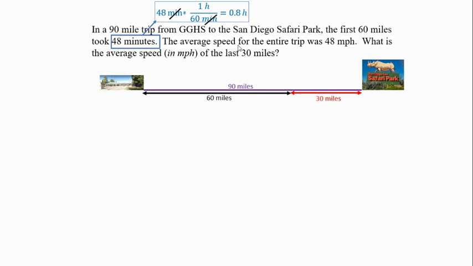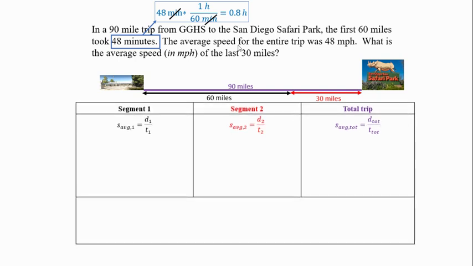So now that we have the 48 minutes for the first leg converted to hours, let's go ahead and set up the chart. For this particular problem, my chart has three components: segment 1, segment 2, and then the total trip. The reason this last column is set up is because the information for the total trip was given. Again, it says the average speed for the entire trip was 48 miles per hour, and the distance is already given to us as 90.